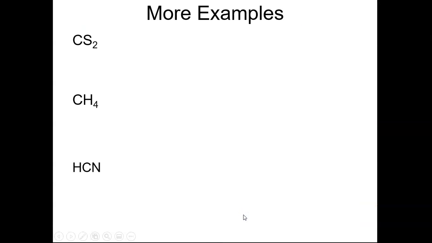All right, so I want you to try a couple more examples. I want you to try to draw the Lewis dot structure, and then we're going to talk about what shapes those are. So pause, draw the Lewis dot structure, and try to identify the shape, and then we'll go over it.